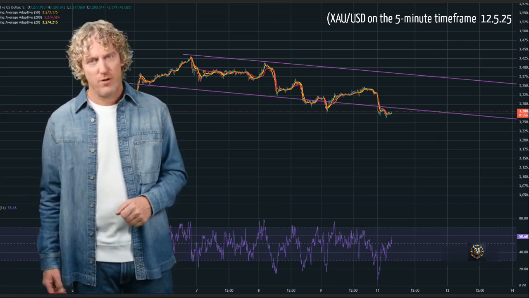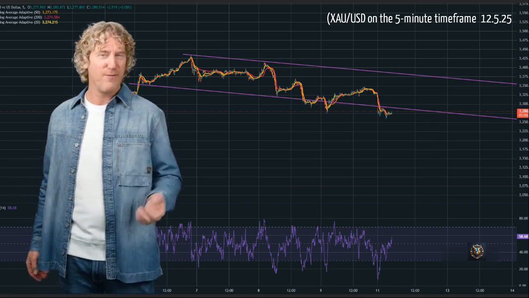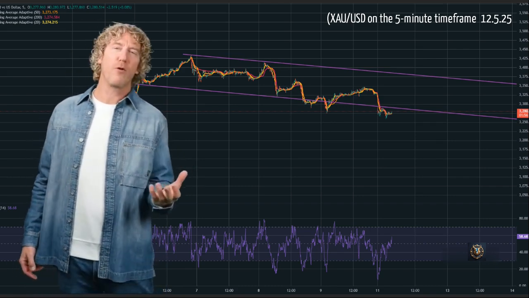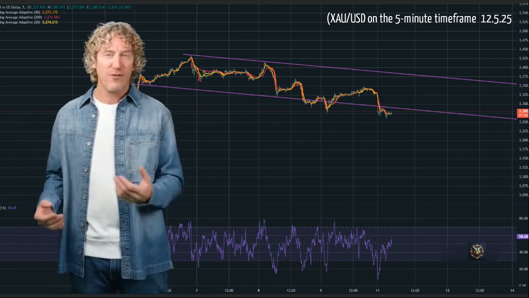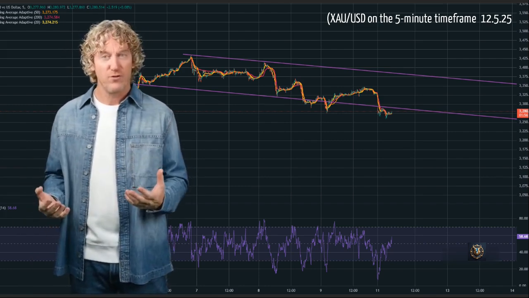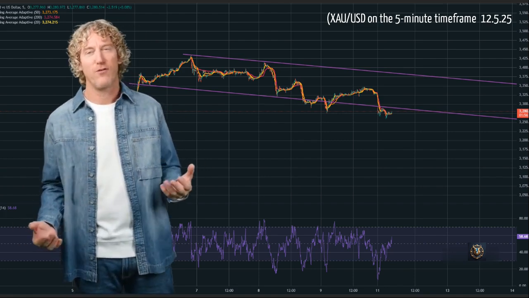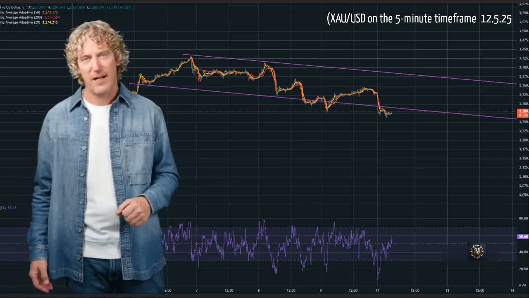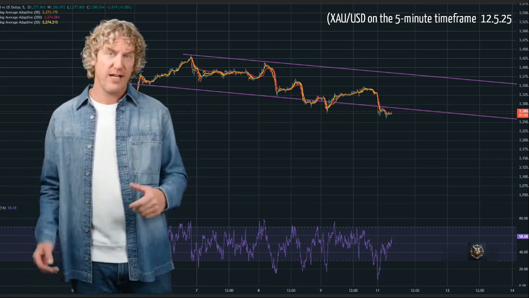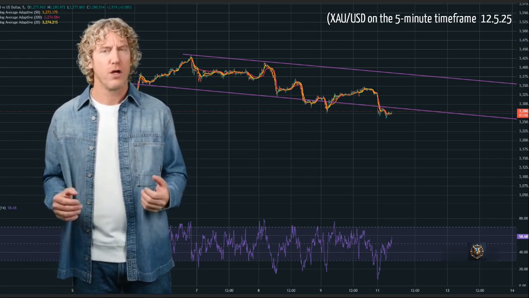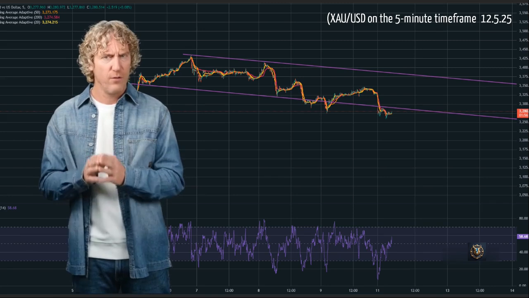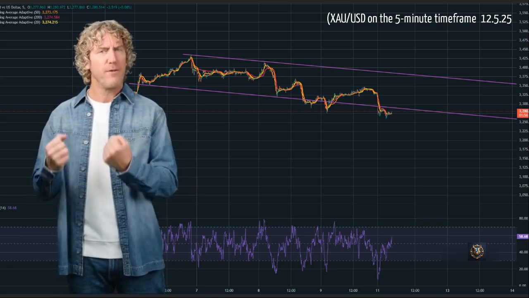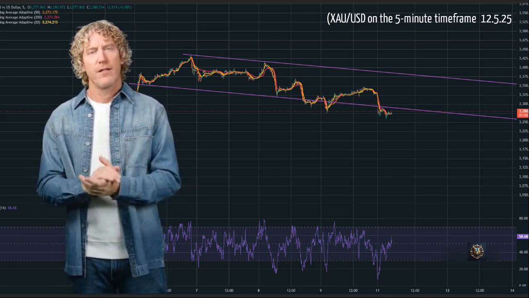Trading bias, short term. Scenario 1, bullish bounce. If price breaks above 3,300 with volume and RSI moves above 60-65, we might see a push to 3,330, 3,350. Scenario 2, bearish continuation. Failure to break above 3,300 or rejection at the mid-channel may lead to a drop back to 3,250 or lower. RSI turning down from the 60 would confirm weakening momentum.